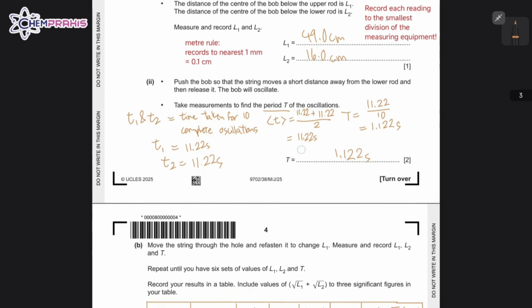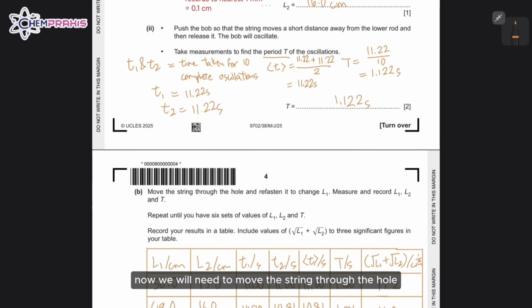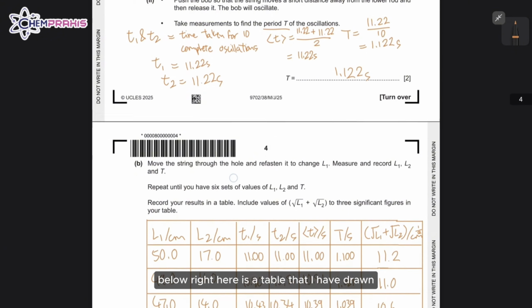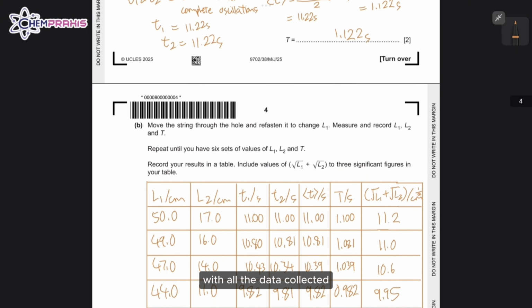Let's move on. Now, we will need to move the string through the hole and refasten it to change L1, and we will need 6 sets of values of L1, L2, and T. Below right here is the table that I have drawn with all the data collected. Keep in mind that although they have not mentioned anything about including T1, T2, and average of T, you would still need to include them, as it shows the examiner that you have a clear working to get your period T.